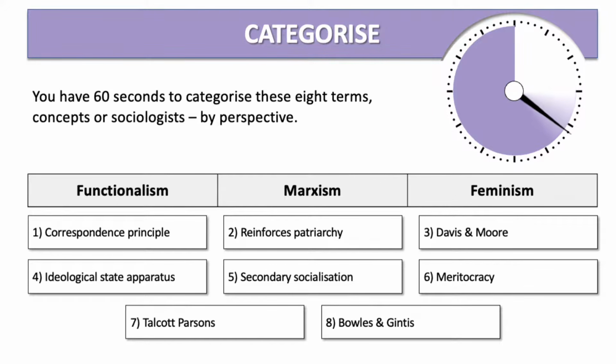Okay, let's see. So we've got functionalism, secondary socialization, and meritocracy from Annalise. Also, Vibes has added Parsons and Davis and Moore to that list. Robert's got some Marxism ones, correspondence principle, Bowles and Gintis. Not so sure about meritocracy though, have a think about that one. Kat has come up with, I think, the full answer. Lots of people saying two for feminism. Yeah, reinforces patriarchy. And we're about to be out of time. Okay, I think lots of people got the right answers there. Robert's, yeah, ideological state apparatus instead of meritocracy, but yeah, absolutely.